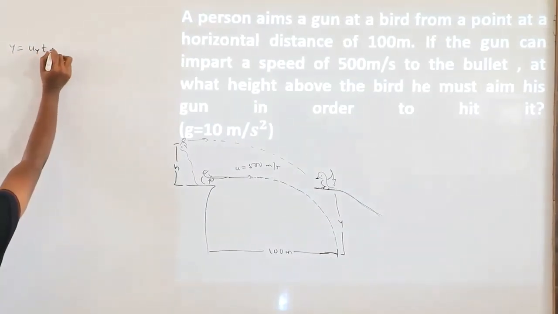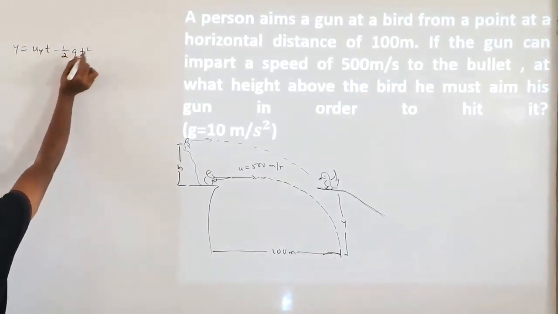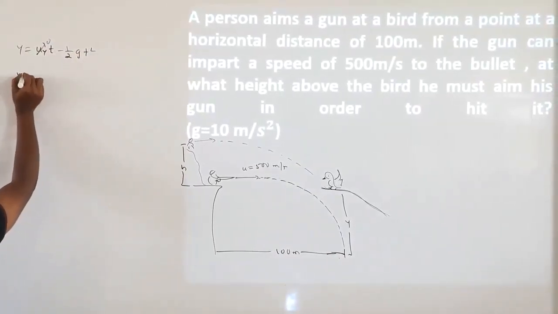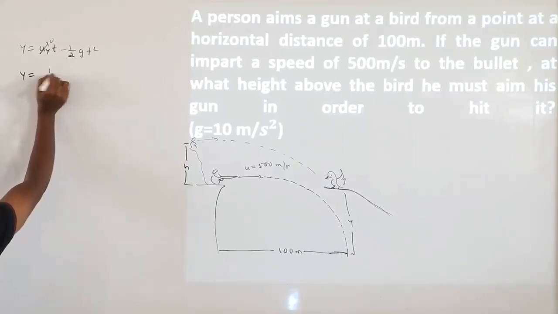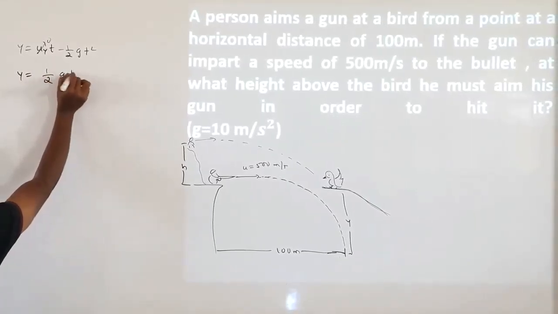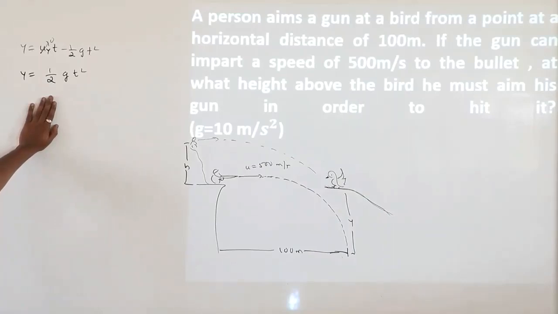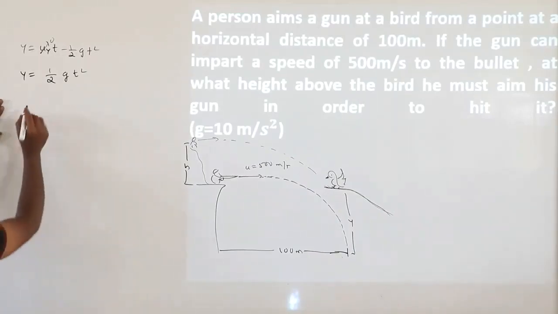Y equals uy into t minus half g t square. So uy is 0, so no need to worry about that one. So y equals half g t square. Okay, so t is required. So to calculate t, what hint are they given? They are given the horizontal distance. Horizontal distance is what?